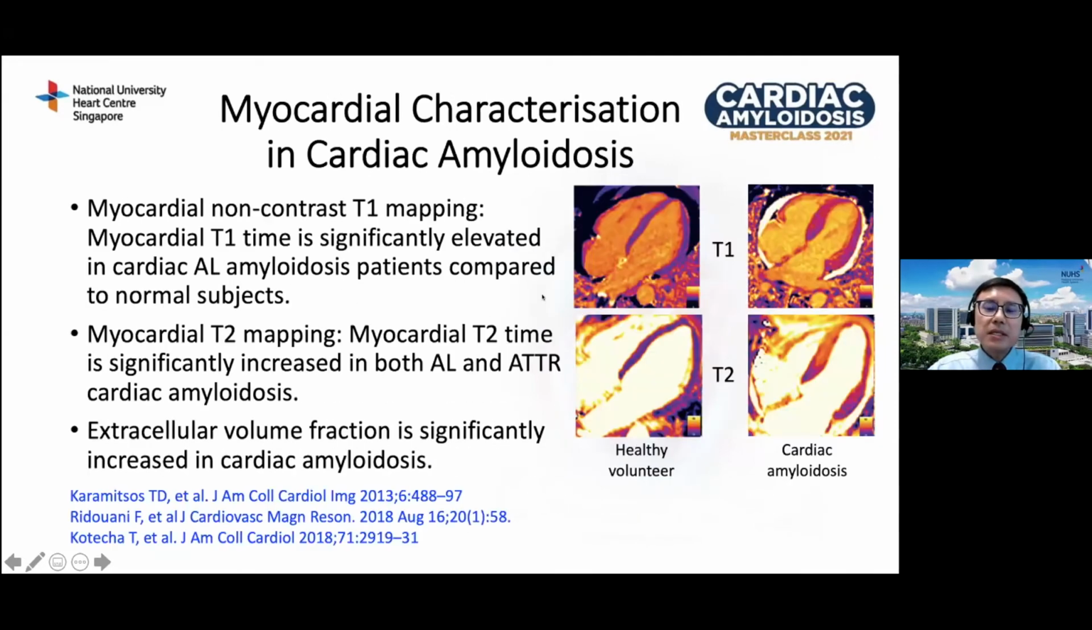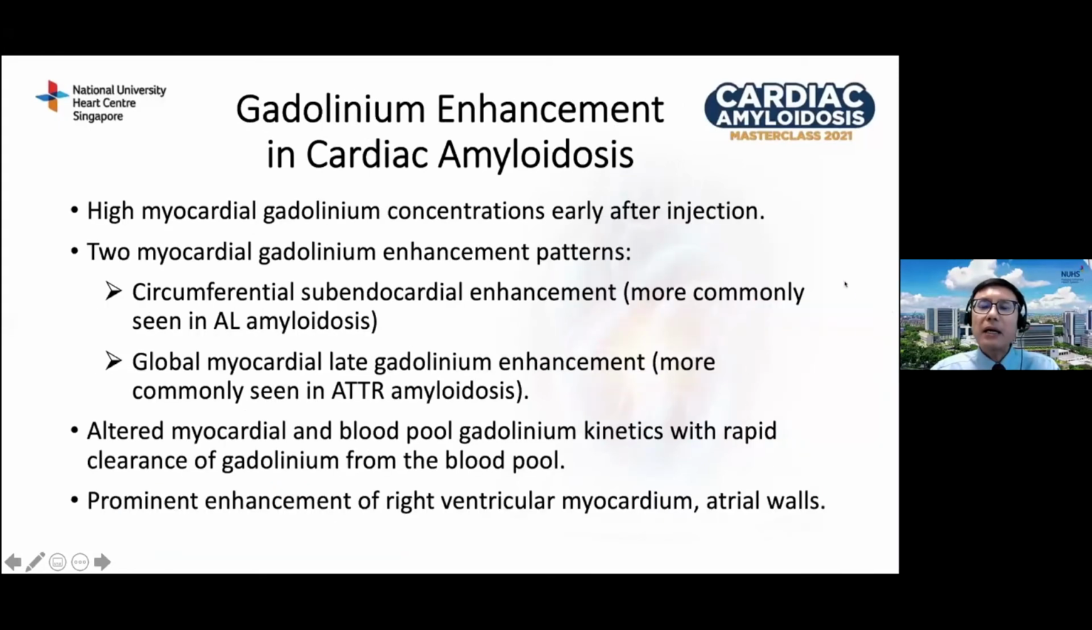But this T1 and T2 time are relatively non-specific because there are many other conditions that can cause an increase in T1 and T2 time, such as myocarditis, myocardial infarction, and diffuse fibrosis from other conditions, okay? So the hallmark abnormality in cardiac amyloidosis comes when we inject gadolinium, all right?